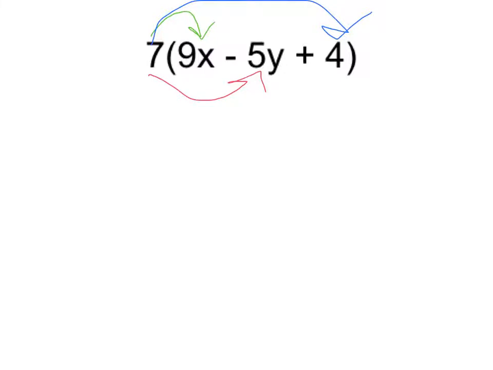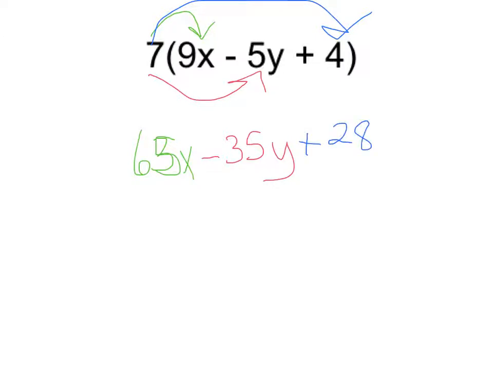So we'll do 7 times 9x first. That is 63x. Then 7 times negative 5y gives me negative 35y. And 7 times positive 4 gives me 28. So the equivalent expression is 63x minus 35y plus 28.